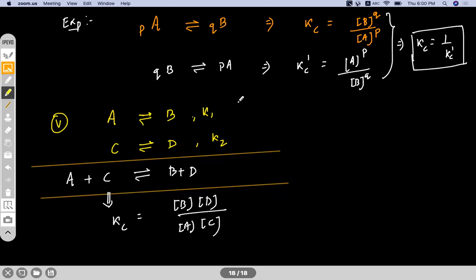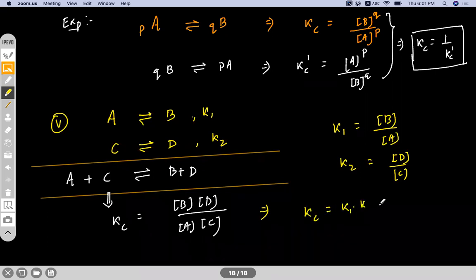If you find out this K1 here, K1 would be what? I'll write down here, wait. K1 here is concentration of B by A. What is K2? It is concentration of D by C. So K1 into K2 is nothing but B by A into D by C, right? So we'll write Kc is equal to K1 into K2. So what is the conclusion for this? The conclusion is if you add the two reactions, then the equilibrium constant of the new reaction will be the product of the equilibrium constants of the individual reactions which are added. Yes.